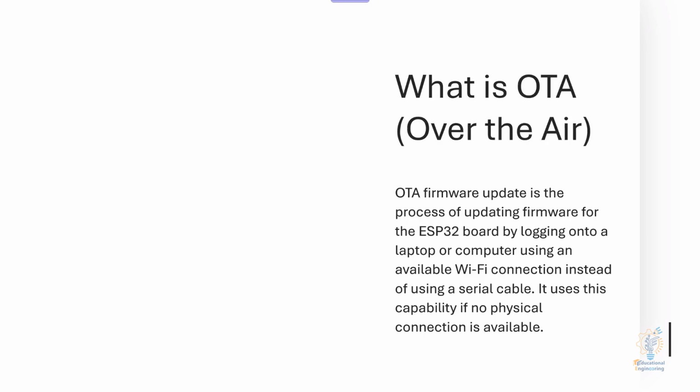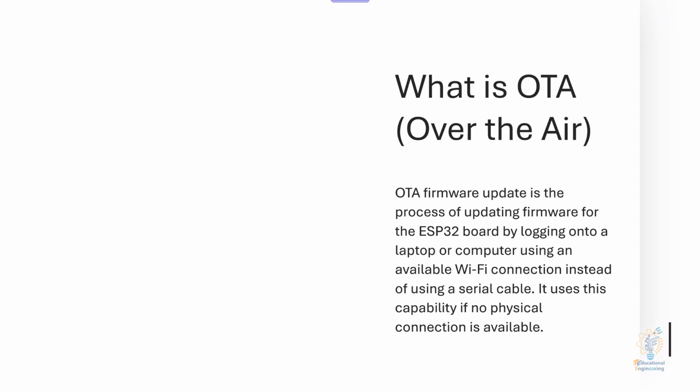Hello and welcome to this new lesson in which we are going to talk about what is OTA. OTA, or over the air, is firmware update, which is the process of updating firmware for the ESP32 board by logging into a laptop or computer using an available Wi-Fi connection instead of using a serial cable. It uses this capability if no physical connection is available, and it has a lot of features.